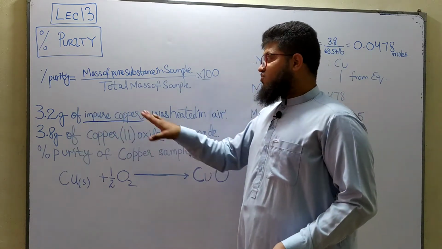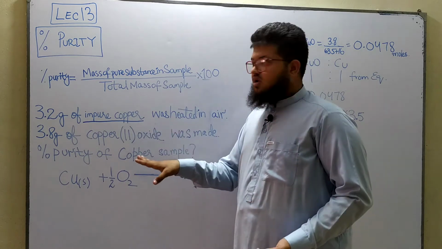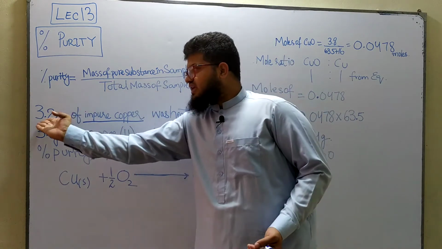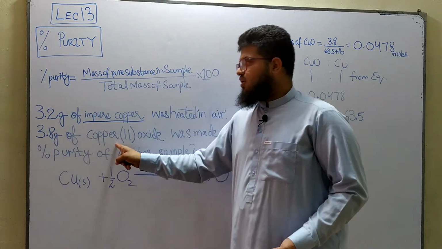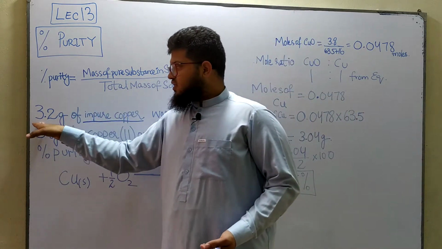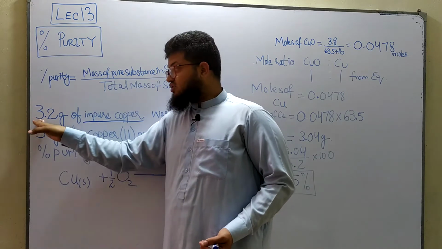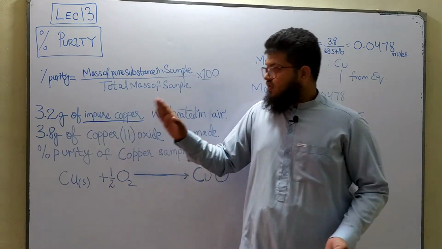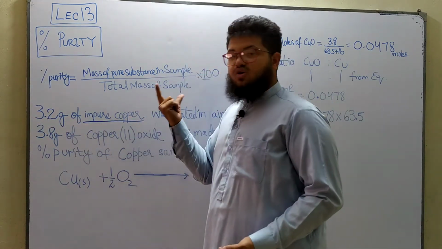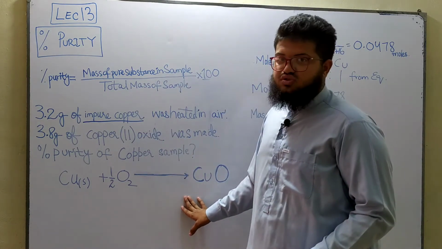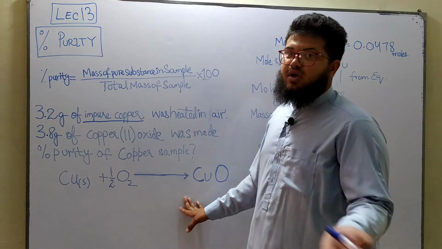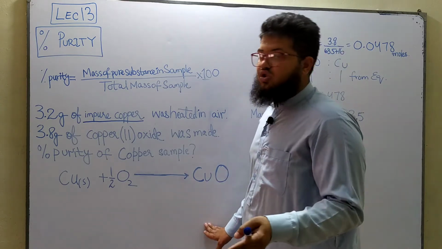First step is to find out the mass of the copper. We already have the mass of the sample, which is the 3.2 grams, not the 3.8 grams. Okay, that's the mass of the product. We already have the mass of the sample, 3.2 grams. All we need to do is just find out the mass of pure copper. So for that we are going to use moles and mole ratios, that is known as stoichiometry. Remember, you've done stoichiometry in O levels.